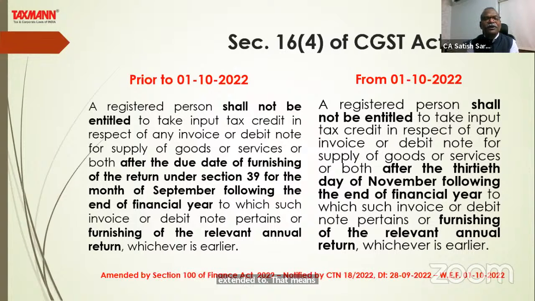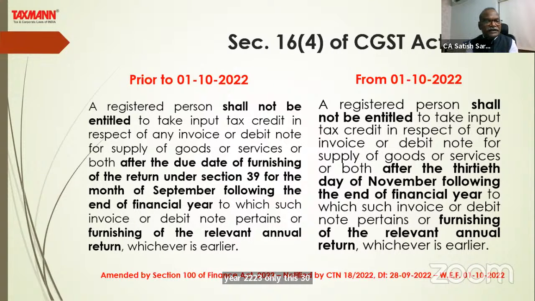That means the September month due date is October 20th. That was the time before the amendment. Later, after the amendment, it has been made 30th November. So there is an increase of 40 days in the time limit from 1st October 2022. This amendment is applicable from October 22. That means for financial year 22-23, only this 30th November will be applicable.